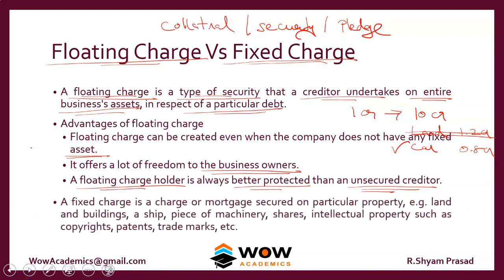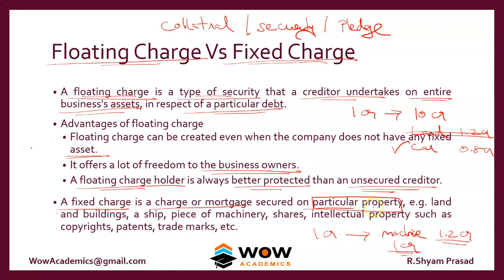But still, if you have a fixed charge, that's great. A fixed charge is a charge or mortgage secured on a particular property. So you give a 1 crore loan and you say you are securing this loan with a particular machine. The machine's worth is around 1.2 crore, and you feel that even when you sell it in the market, you will still get the 1 crore. So both parties are happy. The company which gives the loan is happy because they have security worth 1.2 crore. The company which gets the loan is assured that even when the machine is sold, they will only lose 1 crore. So both parties are happy in a fixed charge.